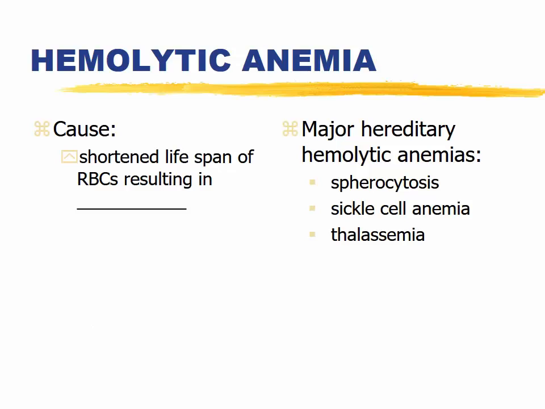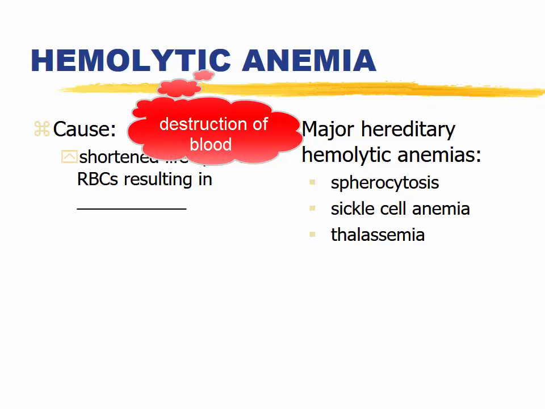Hemolytic anemia. In the term hemolytic, lytic means destruction and hemo means blood. Therefore, we're talking about conditions in which there's destruction of blood. The underlying abnormality in hemolytic anemia is a shortened lifespan of the red blood cells with resulting hemolysis and the release of hemoglobin into the plasma.